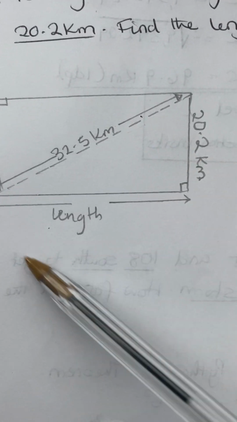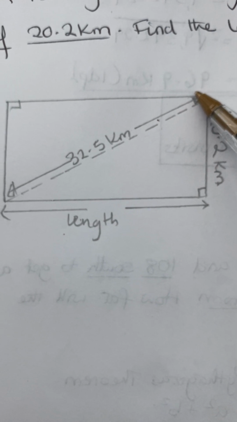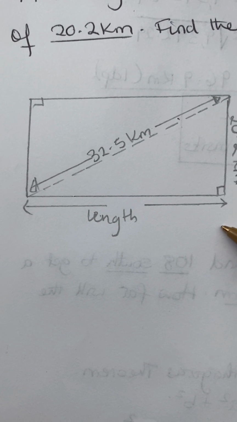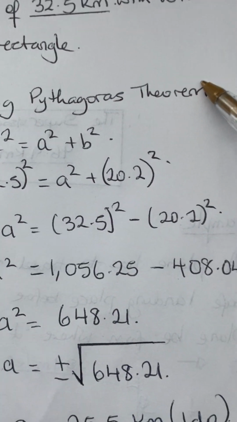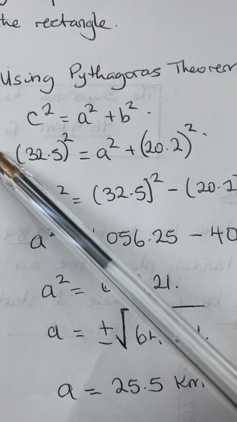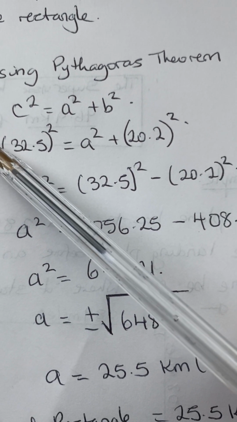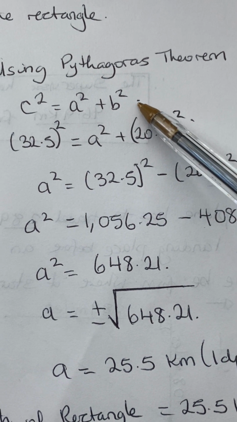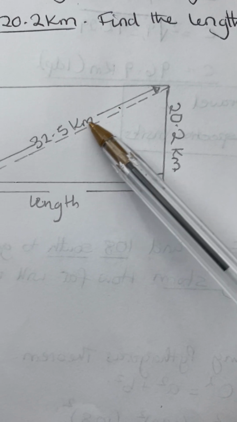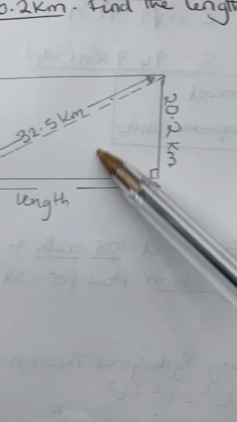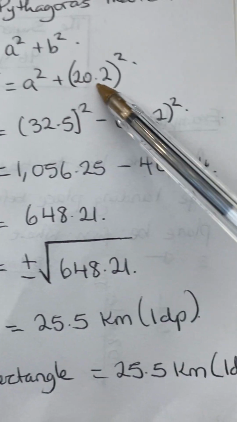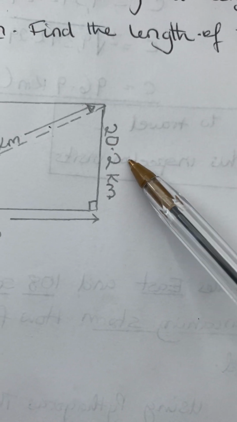So straight away, to find the length, if you know this diagonal length and you know the width, you can apply Pythagoras theorem. Using Pythagoras theorem from the beginning, this is what we've been using: c squared, which is our diagonal, equals a squared plus b squared. Now c squared here is 32.5. Our unit is in kilometers, so our answer will be in kilometers. So 32.5 equals a squared, which we don't know, plus 20.2 squared, which is the width.